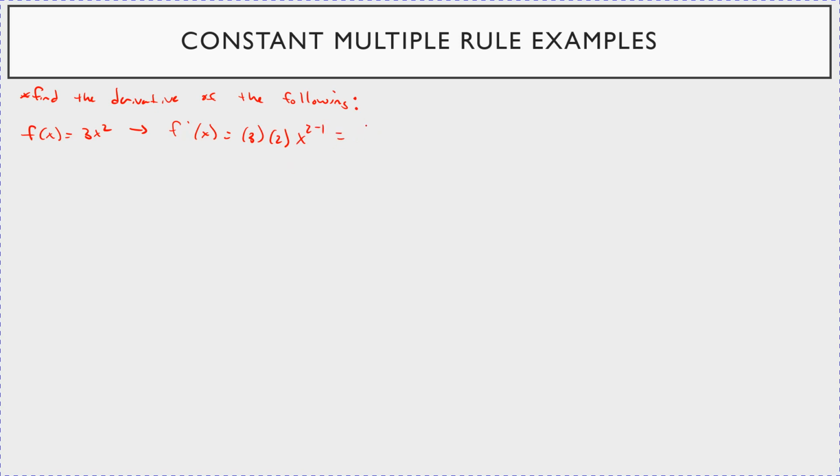Well, what's 3 times 2? It's 6. 2 minus 1 is 1, or just 6x. So you're just multiplying the constant in. That's it. Nothing special. So let's take a look at this one.